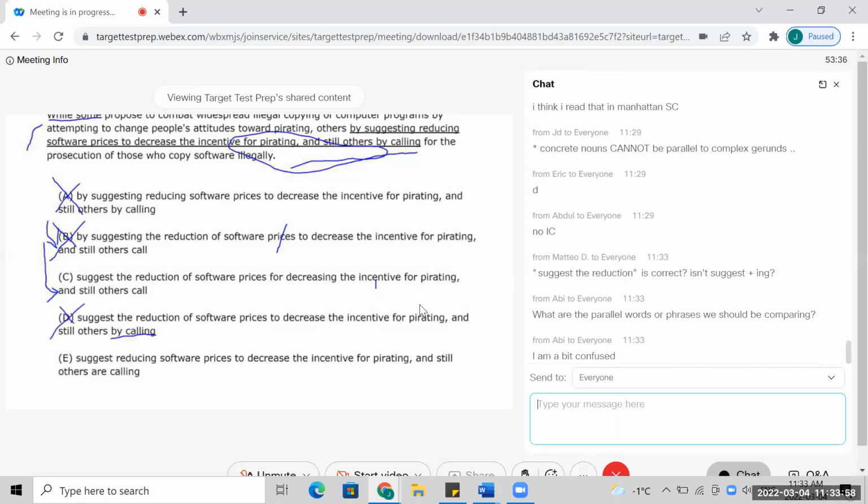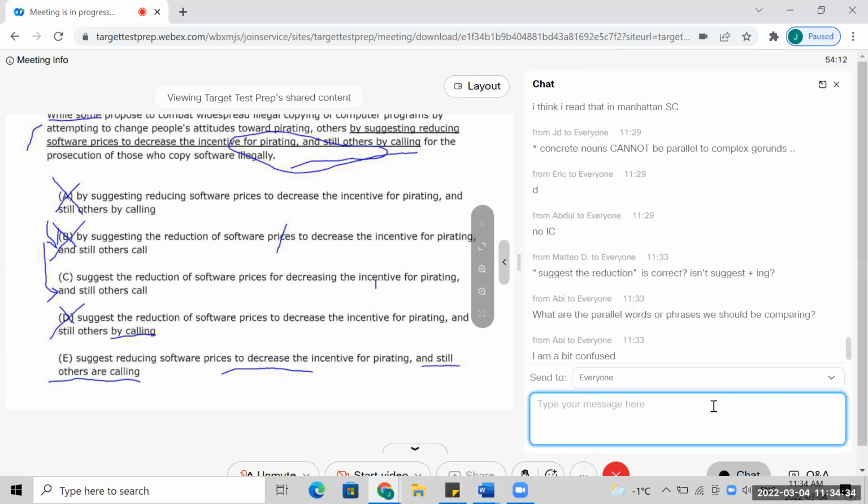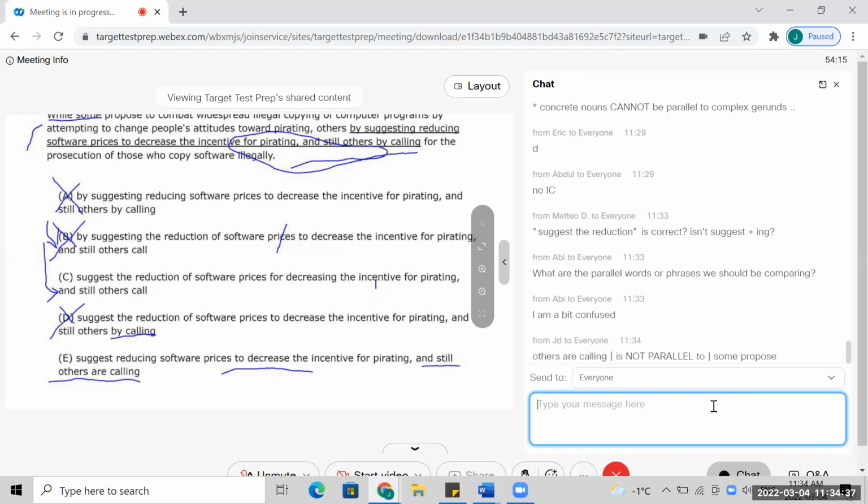What about E? While some propose X, others suggest reducing software prices to decrease, and still others are calling. We have 3 parallel clauses, right? I don't see anything wrong with that. We have 2 choices that look basically right. What are the parallel phrases? It's all over the place. But basically what's going on here is we have 3 clauses going on. While some propose, others suggest, and still others are calling, right?